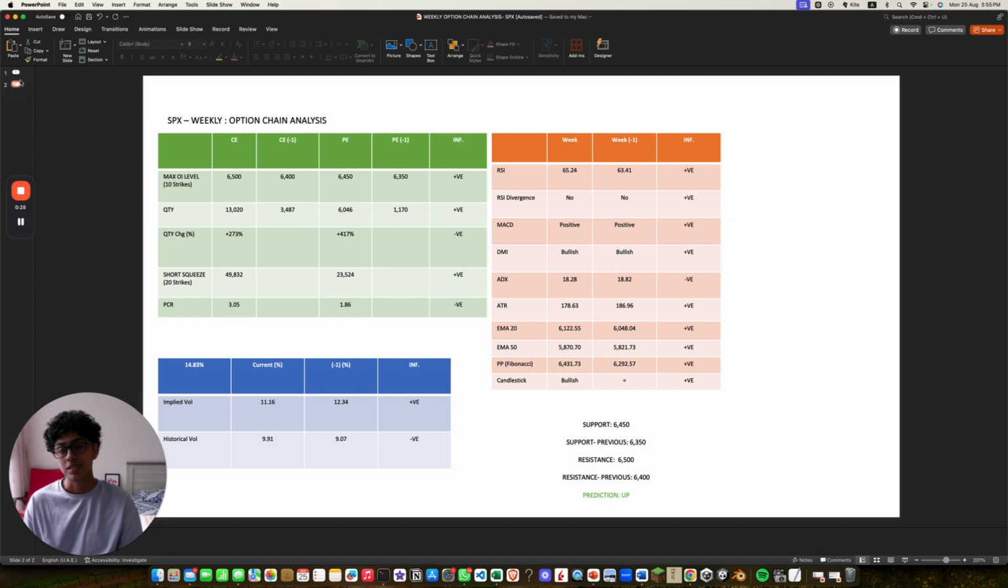The short squeeze is higher for CE. That's positive. PCR is extremely high at 3.05. That's negative. Implied volatility is lower. That's positive. Historical volatility is higher. That's negative. RSI is higher. That's positive.